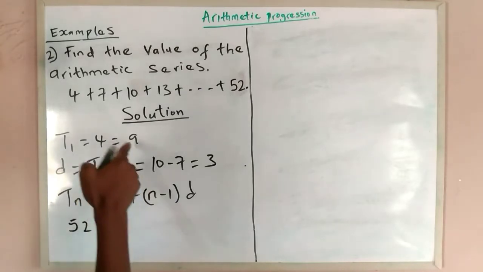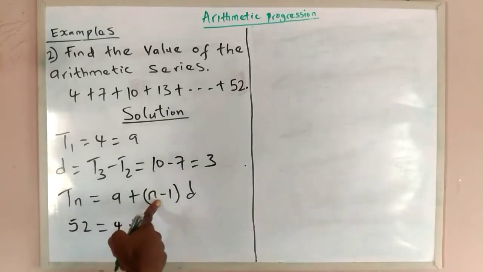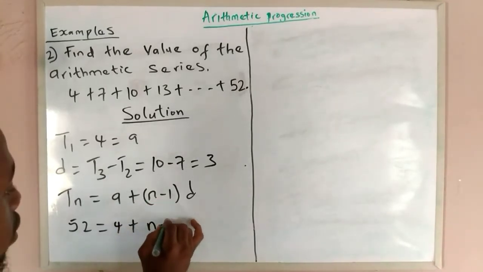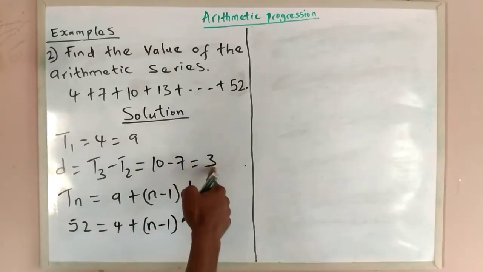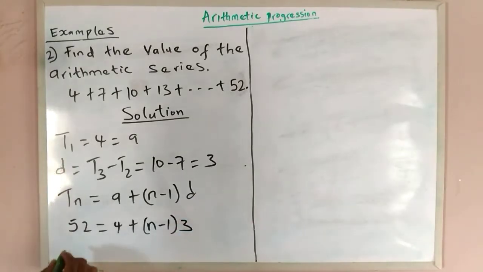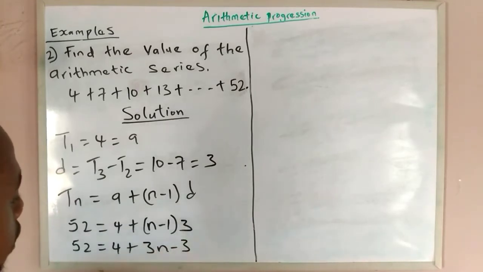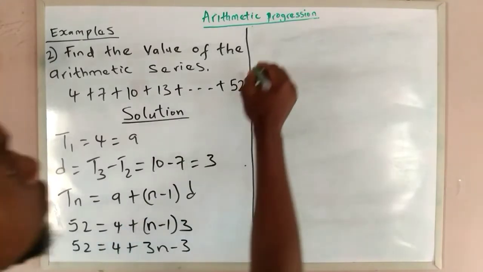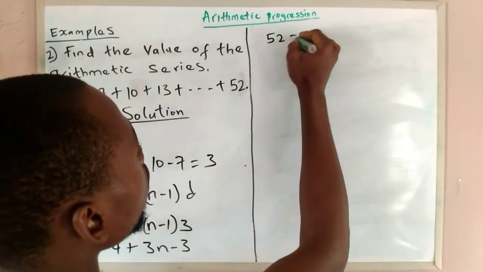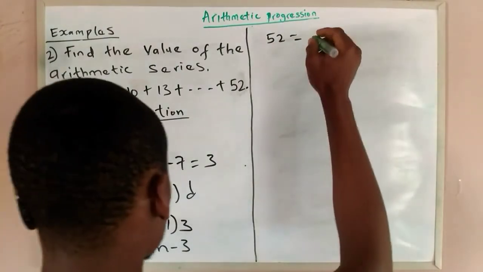52 is equal to, our first term here is 4, 4 plus, we don't know the number of terms, so we leave it as n minus 1. And our common difference is 3. So we have 52 is equal to 4 plus, we use 3 to open these brackets, then we have 3n minus 3, so that we now have 52 is equal to 4 minus 3, that will be 1. So we have 3n plus 1.